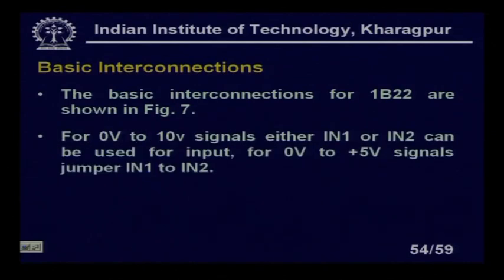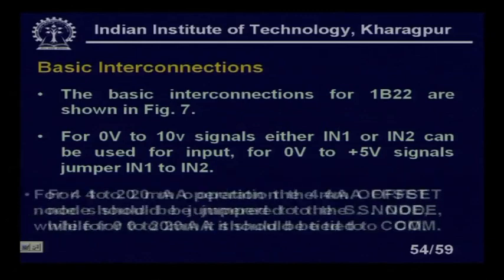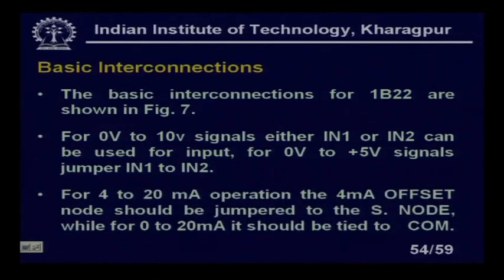Next slide. For 0 to 5 or 10 volt signals, either IN1 or IN2 can be used for input. For 0 to 5 volt signals, jumper IN1 to IN2, right. So, this is to be shorted. For 4 to 20 milliampere operation, this is also what we call pre-programmable, right. That means the input is programmable and the output is programmable here.